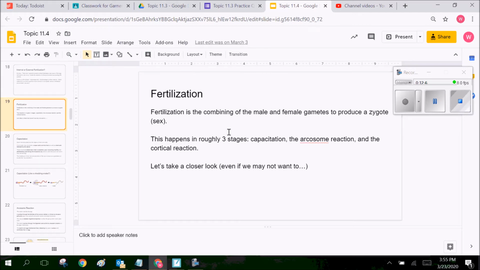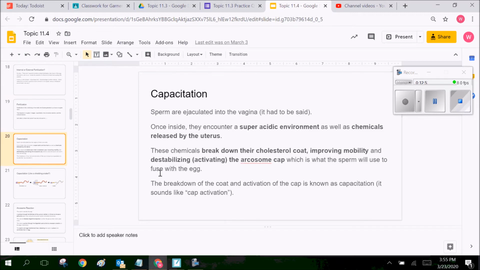Here we go. Let's go ahead and take a look at these 3 stages: capacitation, acrosome reaction, and the cortical reaction. So capacitation, if you think about it, once the sperm gets inside the vagina, it's going to come in contact with a lot of really acidic fluids.